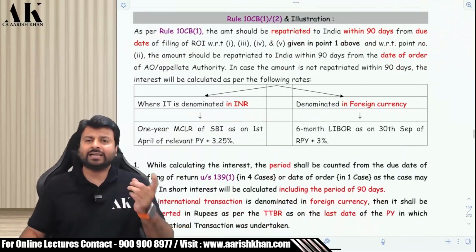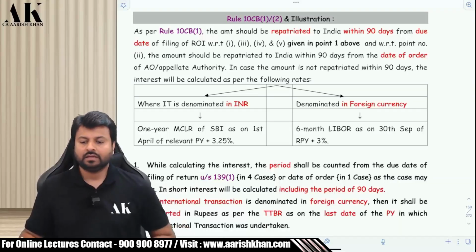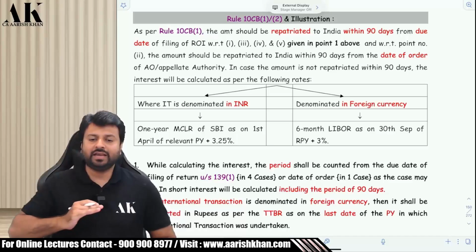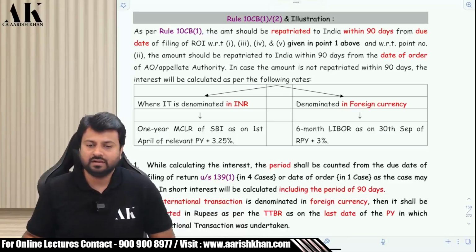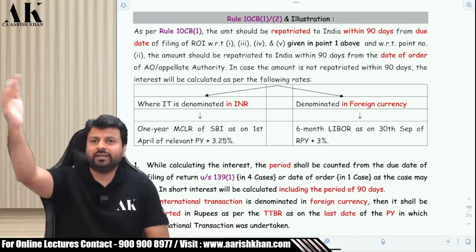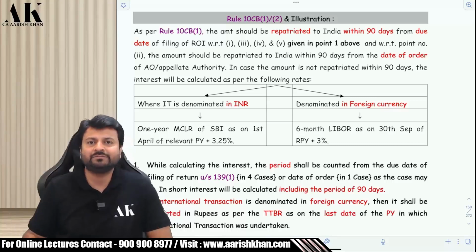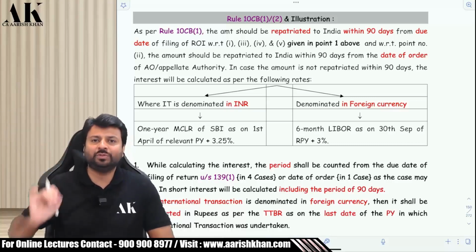Okay. Now, what exactly is primary adjustment all about? Primary adjustment is nothing but the extra loan which you have given to the other person. Suppose you have made a payment of 300 lakhs rupees to the other person, but the arm's length price is only 100 lakhs. So 200 lakhs is extra payment. That extra payment is considered to be a deemed loan.